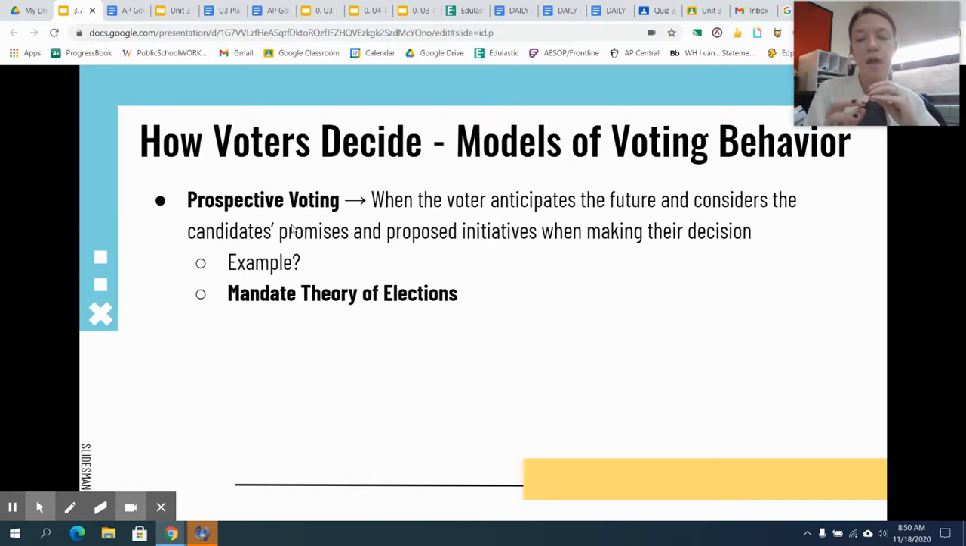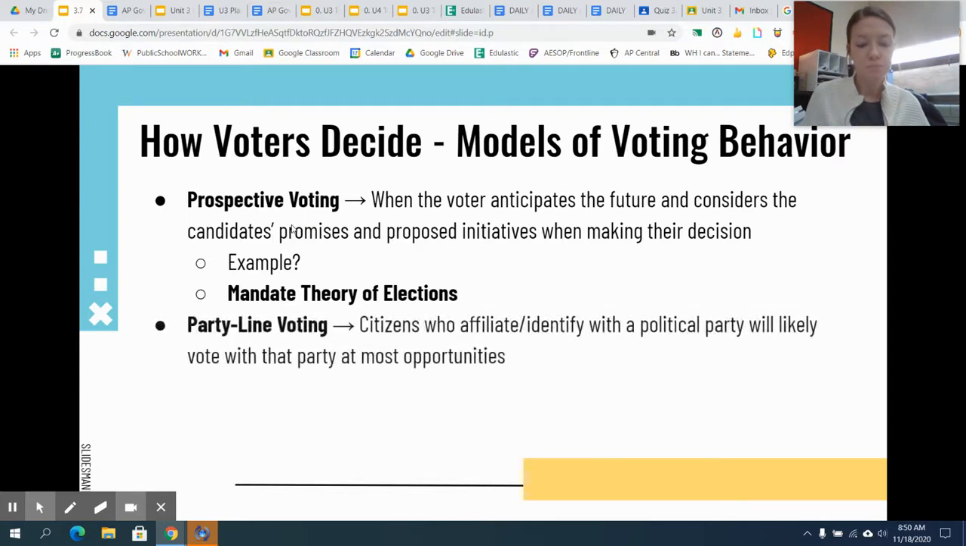So voters, as they age and as things happen in the country, you're not just a prospective voter. You shift your decision making over time. And then we have party line voting.